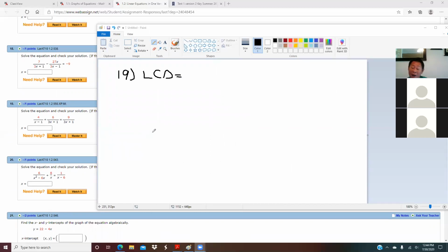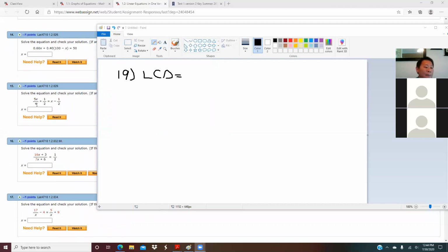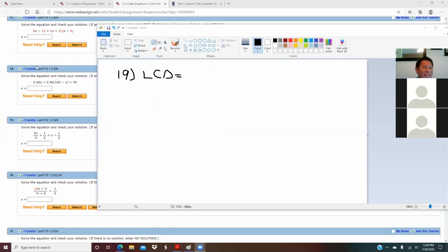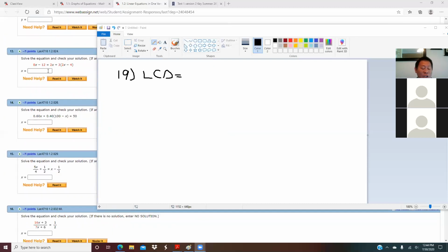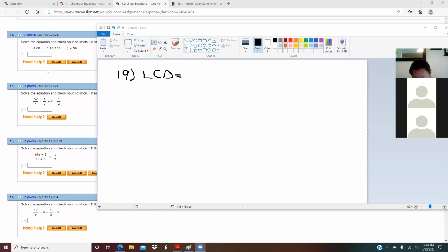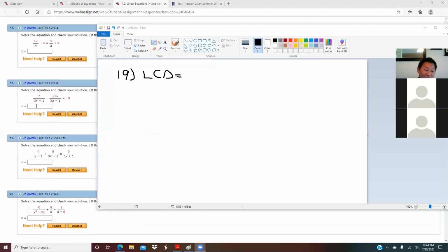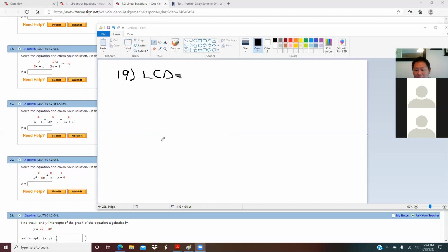Yes, Haplin asked a very good question. She asked, in the test, do you want us to check the answer? The answer is, if you got a fraction like this, you have to check it. But if you get something like what we did last time on the basic equation, then you do not need to check. It's optional, it's up to you. But if you get a fraction like in these kinds of questions, 18, 19, then you have to check it.